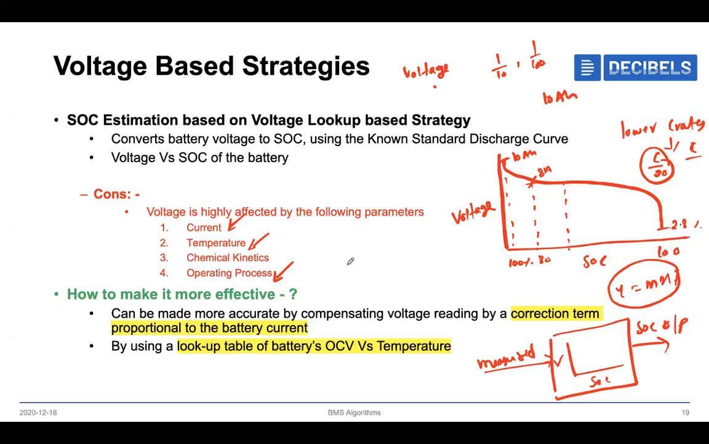Okay, and by using a lookup table, not only with respect to state of charge but also with respect to temperature, we can consider all these 3 points. So this is one way we can make it more accurate. So this is one of the algorithms.